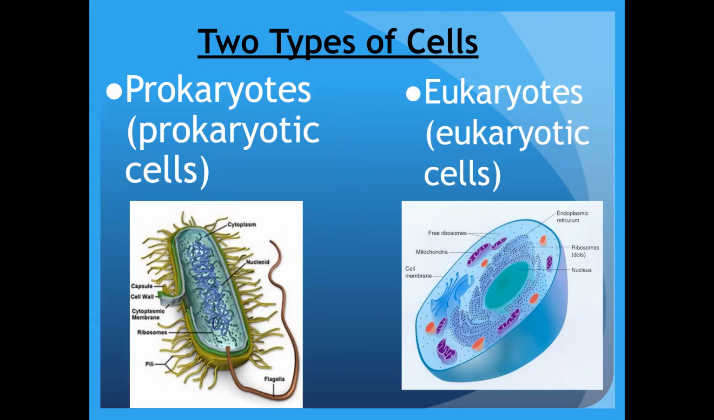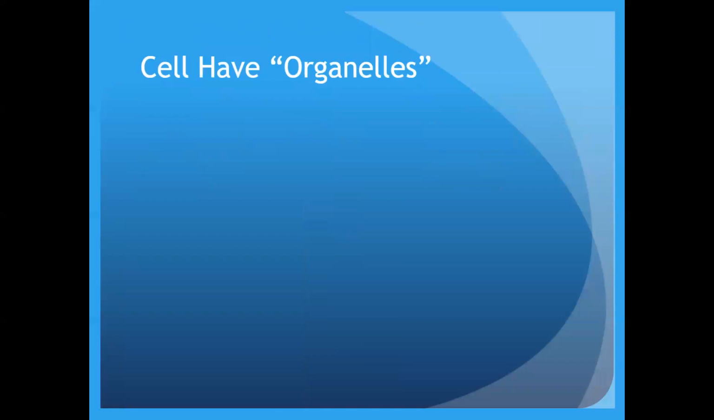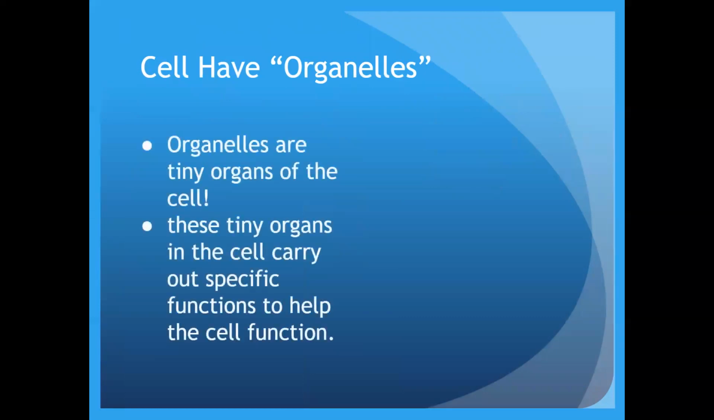So there are two types of cells, prokaryotes and eukaryotes. All of these cells have organelles, right? So organelles are tiny organs of the cell.